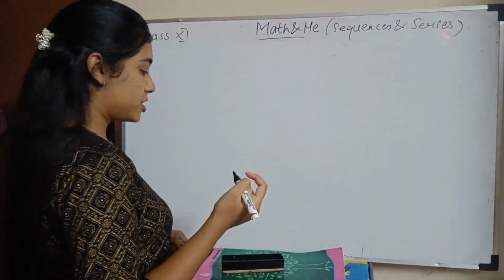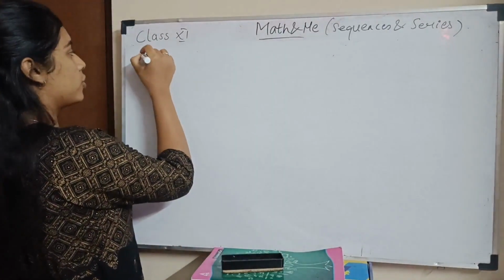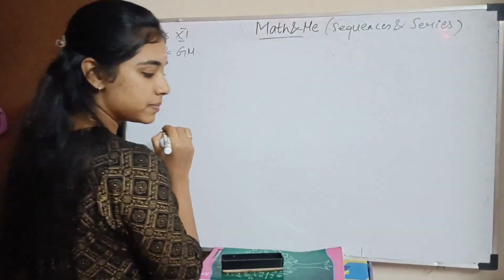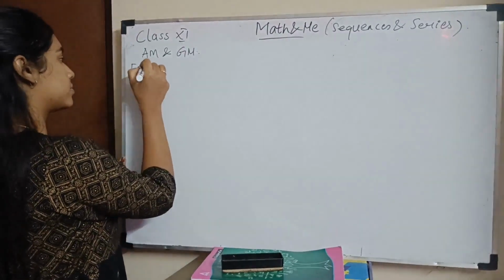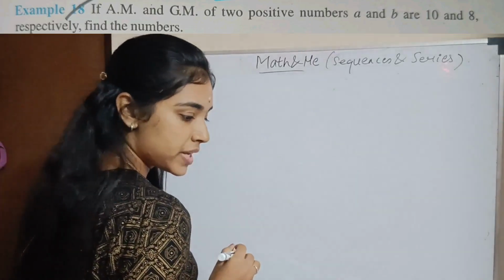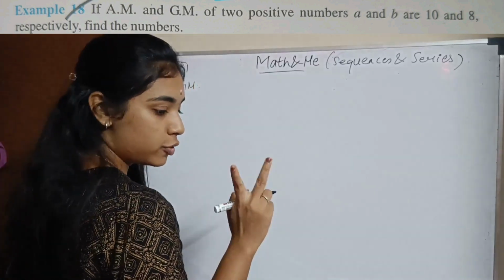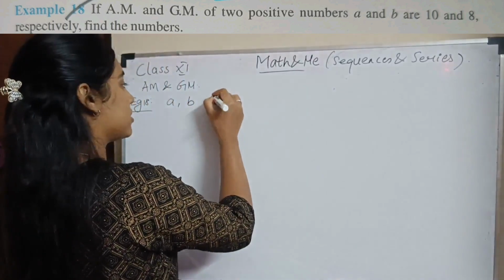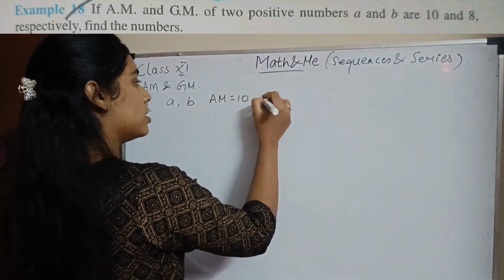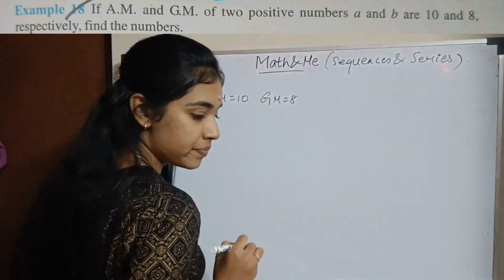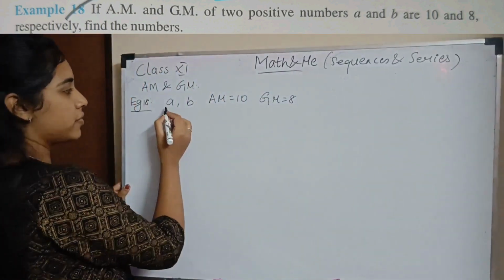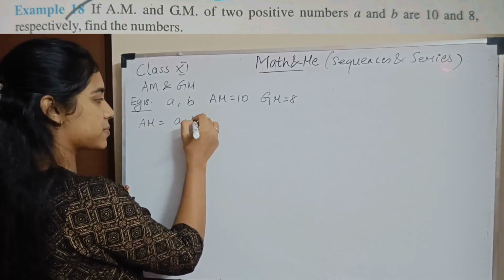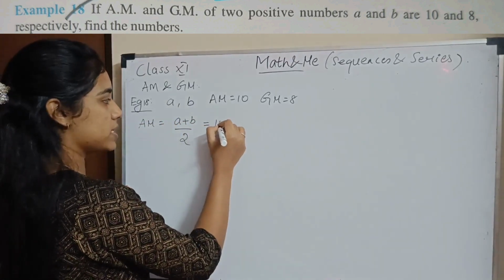Now we are going to solve questions which have a combination of both arithmetic mean and geometric mean. Okay? So example 18. It is given that the arithmetic mean and geometric mean of two positive numbers a, b are 10 and 8. Arithmetic mean is 10. Geometric mean is 8. Find the numbers. So you have the two numbers to be a, b. So what is your arithmetic mean? Arithmetic mean is a plus b divided by 2 equals 10.